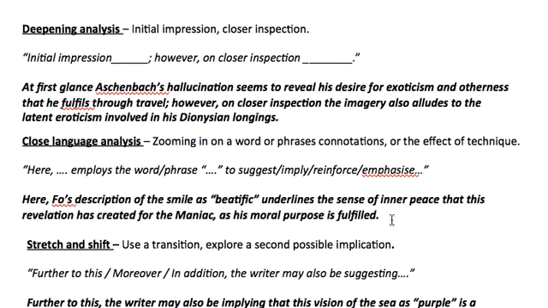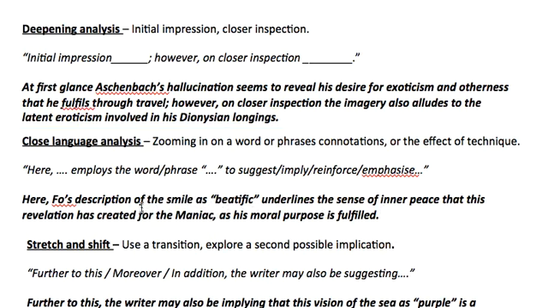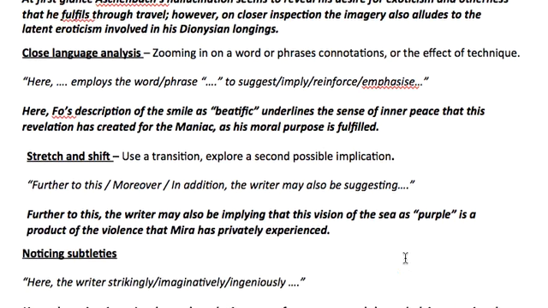So here's an example of describing the maniac's face after he finds out that the police have revealed their own corruption. It says here, Foe's description of the smile as beatific, that sense of deep peace, underlines the sense of inner peace that this revelation has created for the maniac as his moral purpose is fulfilled after he's managed to get the police to expose themselves.